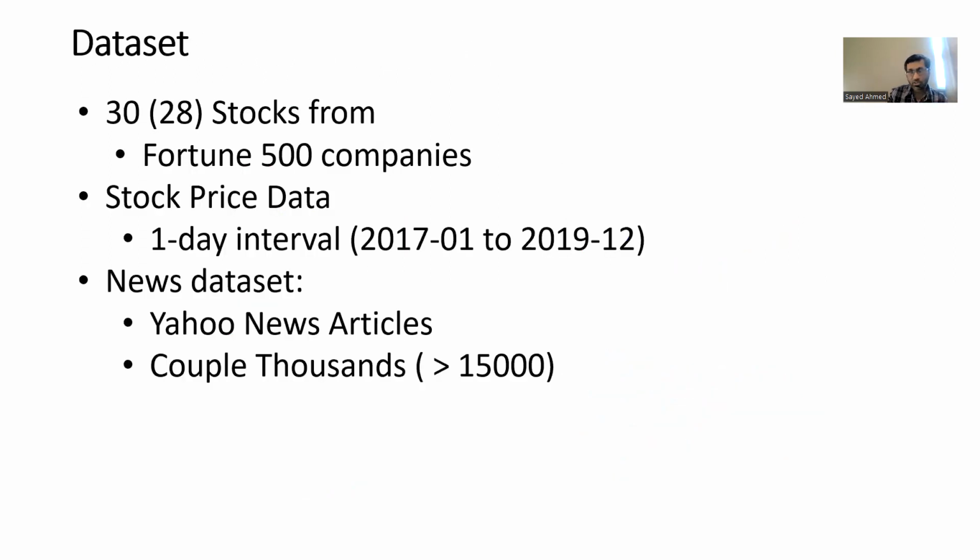Now, in terms of data set, eventually what I used was from the Fortune 500 companies, 28 stocks I ended up using, because I wanted to use 30, but I think Yahoo Finance did not have data for 2. Okay, sure. And the data set is 2017 to 2019, for 2 years. And the news data set, yes, Yahoo News articles, a couple thousand. Okay, it looks like there's a conflict. I said Kaggle and then Yahoo. I believe Kaggle has those article data sets, and I believe those are taken from Yahoo News. That's probably what it is.